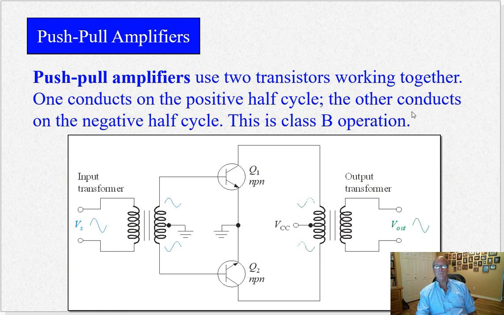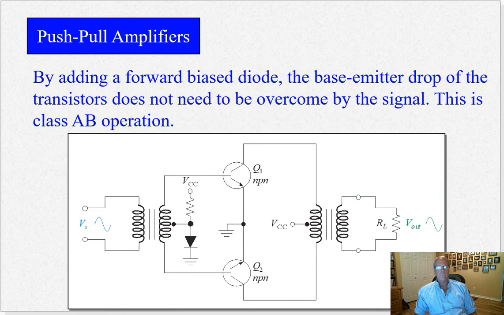All right, so Class B operation on the exam, if there's a fill in the blank, you say Class B amplifiers have blank distortion. You got to put crossover in there, okay? Because that's the problem with Class B. So what we have to do is we have to modify the circuit slightly, okay?